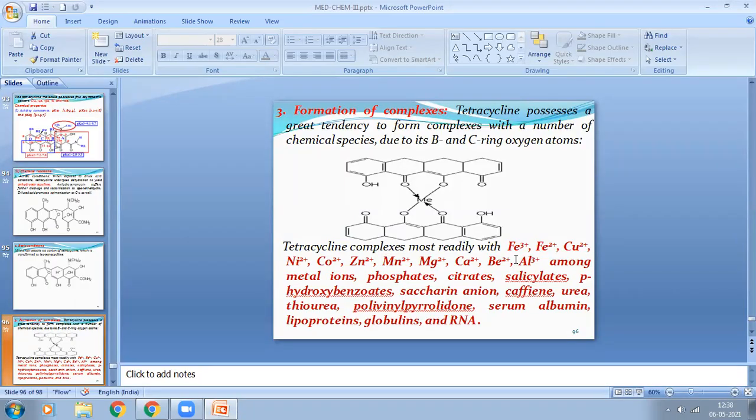So these are the basic three chemical reactions that happen with tetracycline. Tetracycline undergoes chemical reaction under mild acidic condition, under mild alkali condition, and with metals or other chemical species.